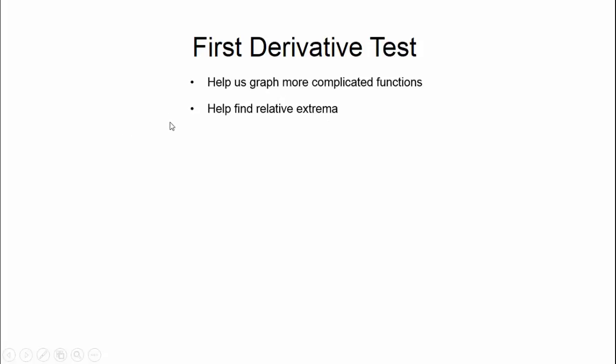And while we're doing that, it's also going to help us find the relative extrema, the minimums and maximums of our graph. So a graph like this, that could be really difficult to graph by hand because we don't know the shape of the graph based on the function, will become really easy to graph when we're done talking about the first derivative test.